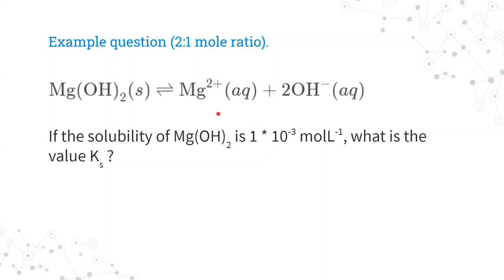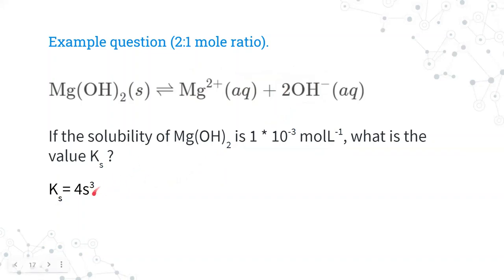So let's take an example of calculations when we have an equation like magnesium hydroxide. If the solubility of magnesium hydroxide is 1 times 10 to the negative 3 moles per liter, what is the value of Ks? Well, the first step for us to figure out is which equation do we use? We would use this equation because we have ions in a ratio of 1 to 2, rather than simply having 1 mole of this ion and 1 mole of this ion.